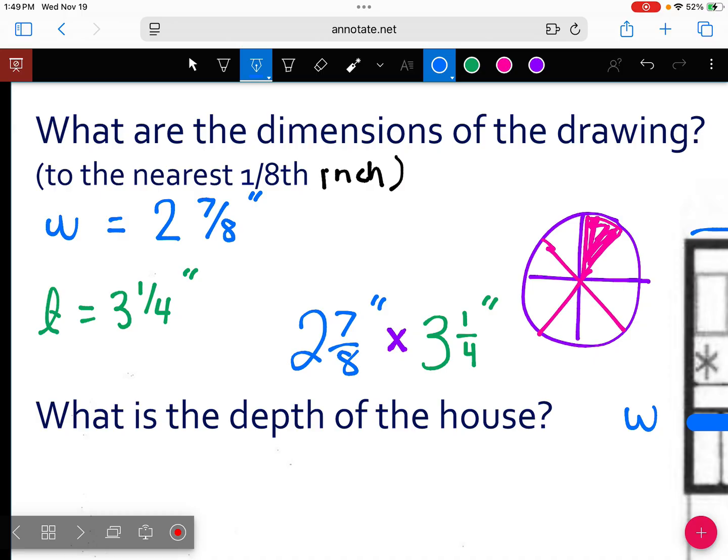So measuring accurately is really important, especially when we're looking at a picture. So, yeah, you want to see a second.